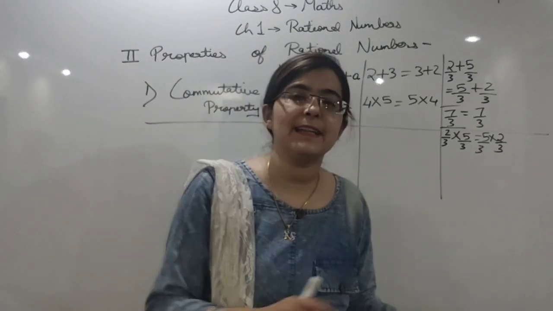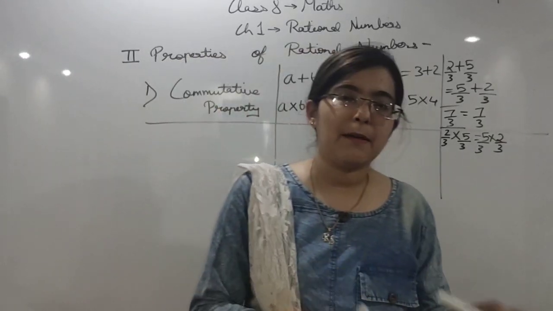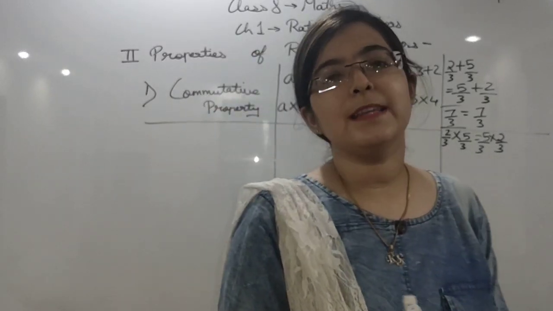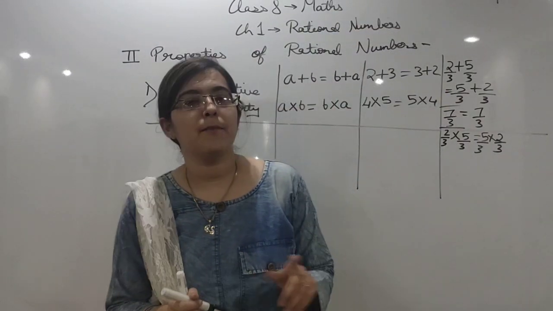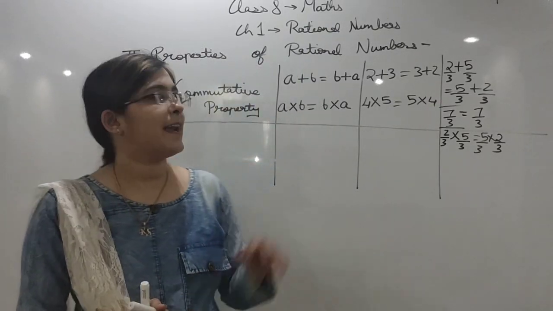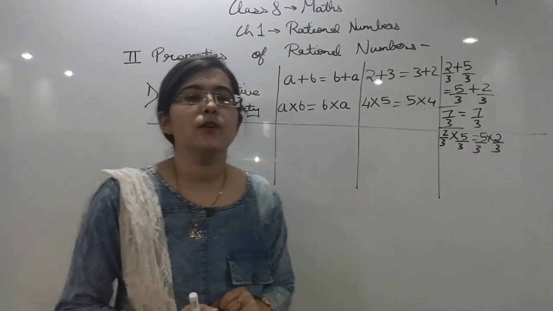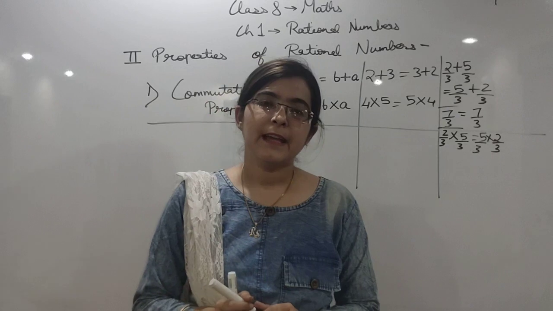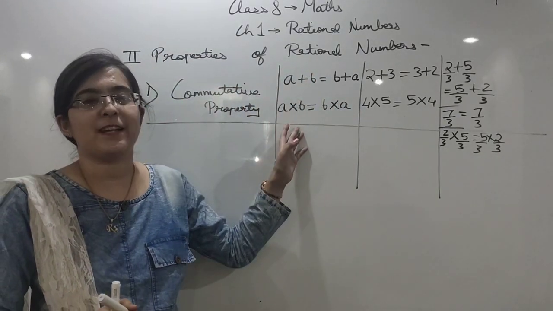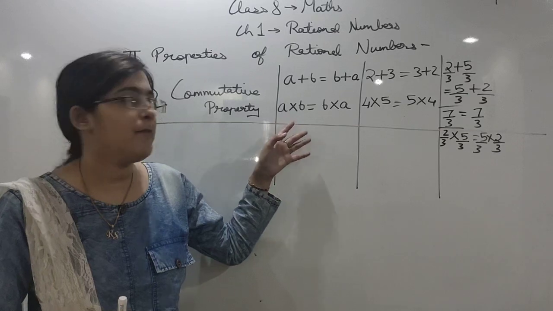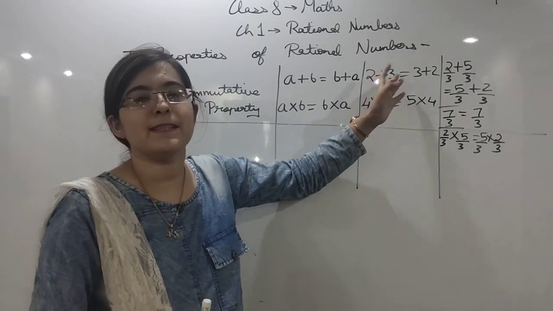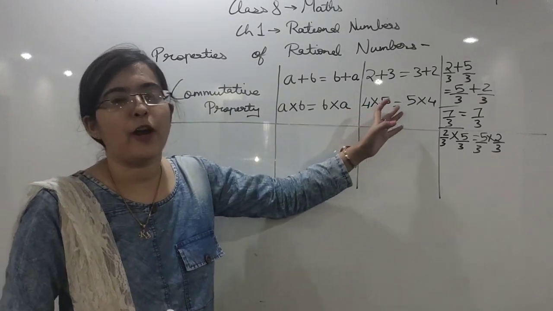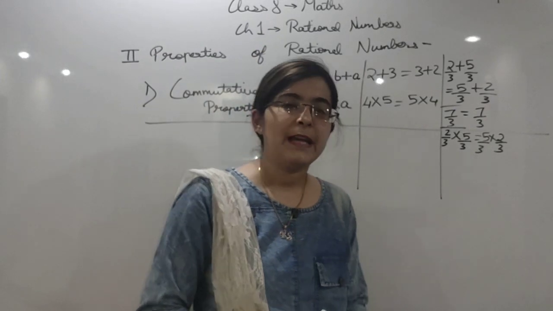All the students, write a note that all the rational numbers follow the commutative property of addition and multiplication. Clear? Here the property does not hold for subtraction and division. Why? Because 2 minus 3 will not be the same as 3 minus 2, and if we divide 4 by 5, it would not be equal to 5 by 4. Clear, students?